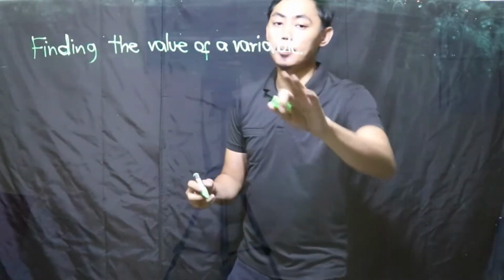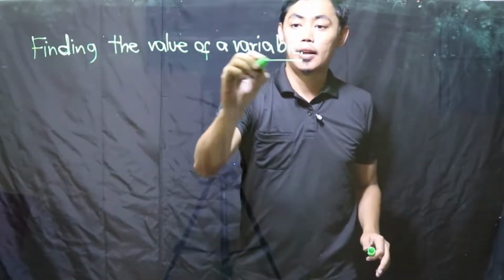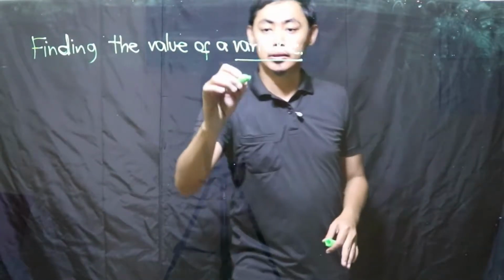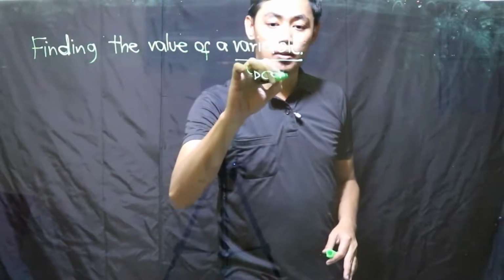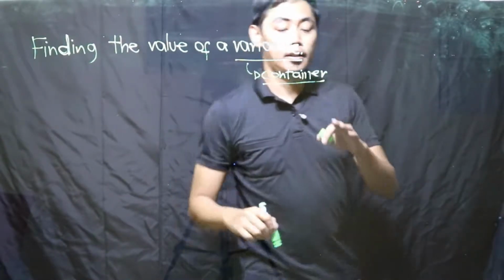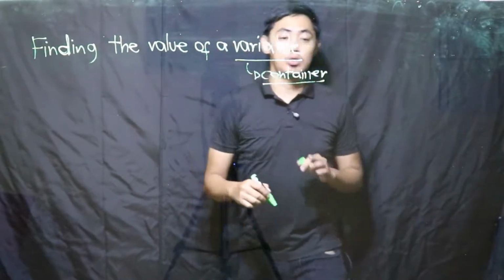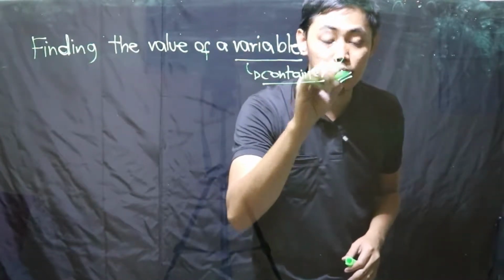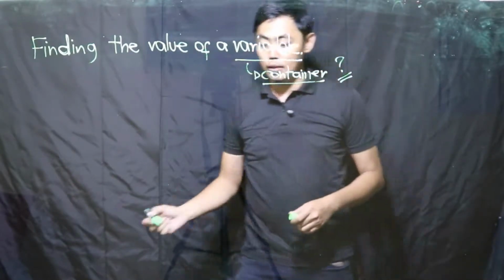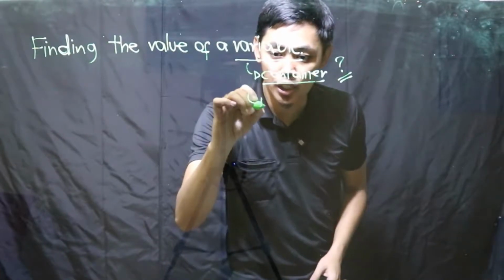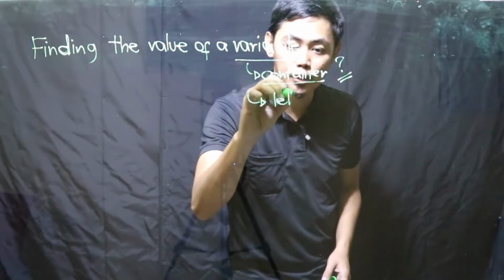To start, let us define a variable. In mathematics, a variable is just a container. But in variables, you don't know what the value inside the variable is. Also, variables are represented by letters.